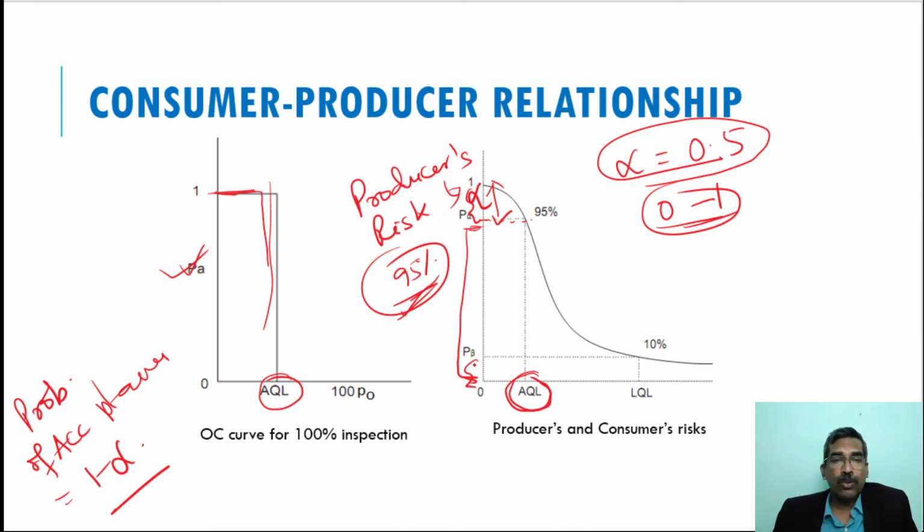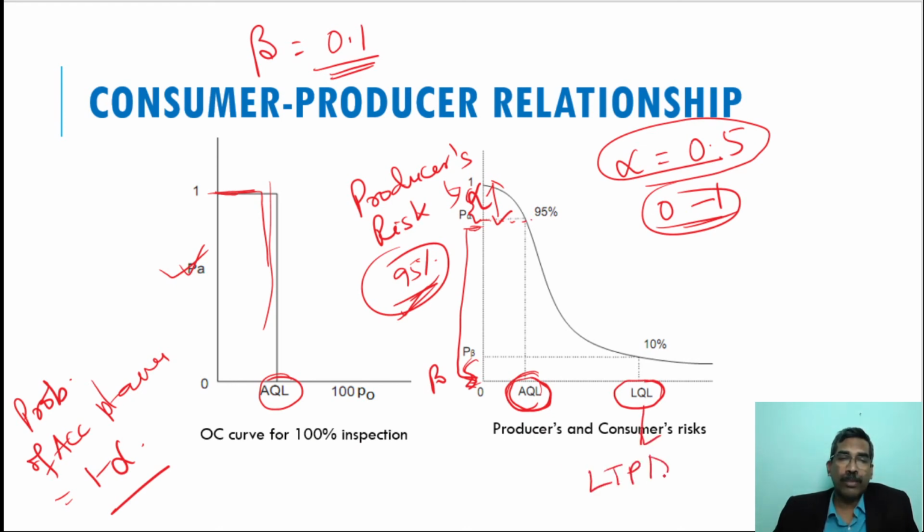Similarly, this value shows the beta, in terms of the probability of acceptance of the bad lot. This is normally taken as 10%. So there may be a probability that the bad lot may be accepted, and this is known as LQL, that is the limiting quality level. This is the acceptable quality level. The limiting quality level is also known as lot tolerance percent defective. That means the quality level corresponding to the consumer's risk is known as LTPD or LQL, and the quality level corresponding to the producer's risk is known as AQL.